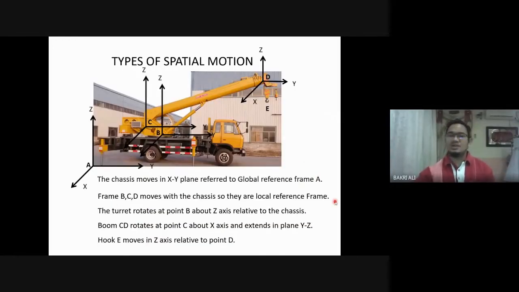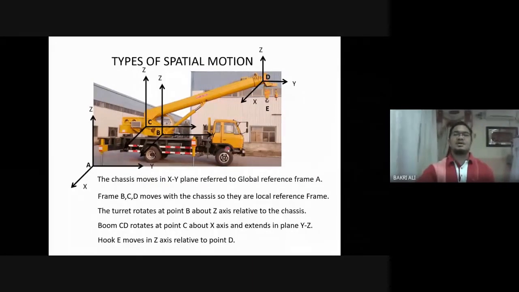So how can the spatial motion move? This is a common thing that we can see, a crane. In this case, the crane is loaded on a truck. When this truck is moving, we have the global reference axis anywhere outside of the truck body. But if the truck is not moving, then normally the reference axis will be at the center of gravity of the truck or at the rotation axis of this crane. In this case, the truck can move only in the XY plane on the surface, so it is a 2D motion.